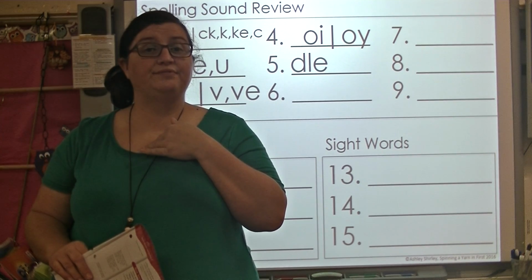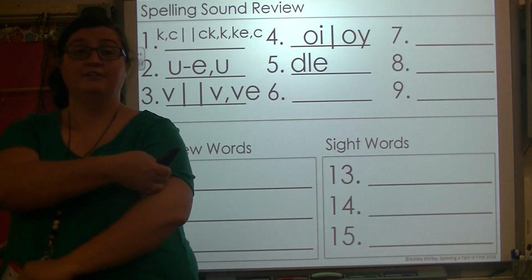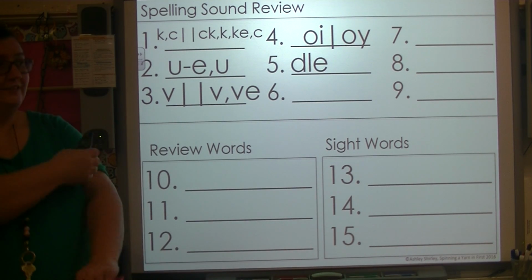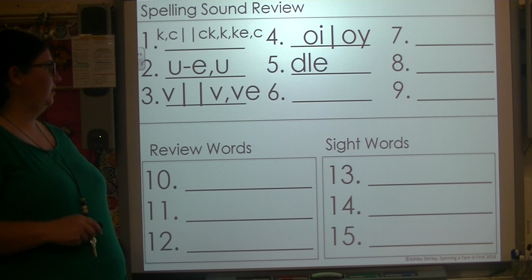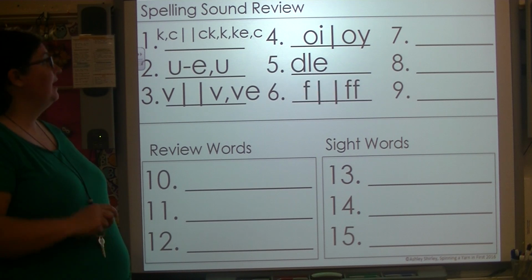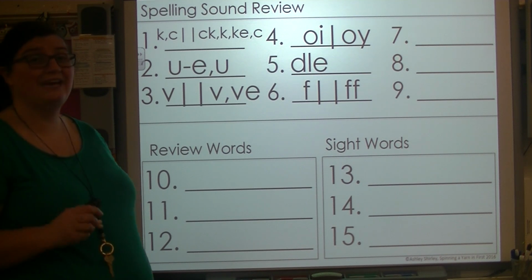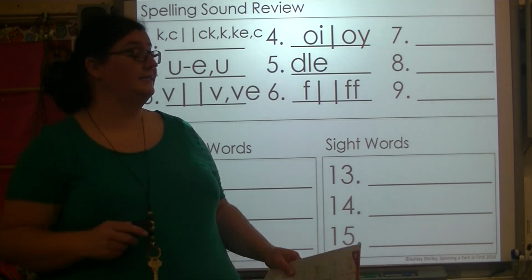Number six. Yes. As in fish or as in cuff. Two ways, fish or cuff. So what are our two ways of spelling the F sound? F, final FF. Remember, if it's a short vowel sound followed by F, FF for the floss rule. We double that consonant sound.